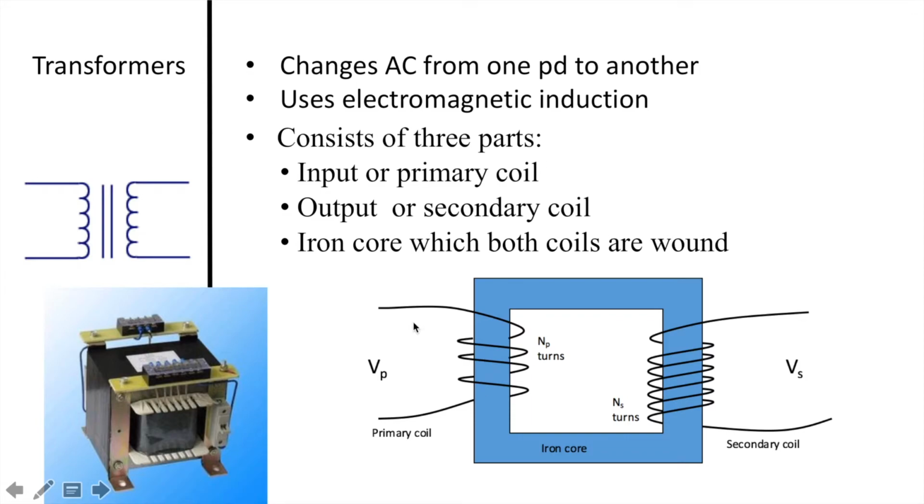The first part is the input or primary coil. The second part is the secondary coil, also known as the output coil. And then there is the iron core with which both coils are wound. So how does a transformer work?